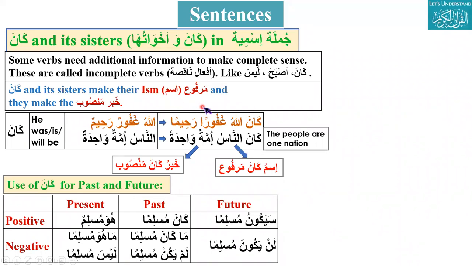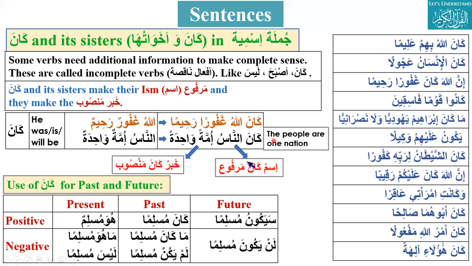The important thing to remember about kana, this main concept, is that it operates on the jumla ismiya. The jumla ismiya has two parts, mubtada and khabar, and the mutaalliq bil khabar. So kana will affect the khabar. When you put kana, the first part will be ismu kana, and the second part will be khabru kana. We will also discuss more in the next lecture about the sisters of kana, kana wa ikhwatuha. Let's take some examples here. Azhar bhai, I would ask you please.